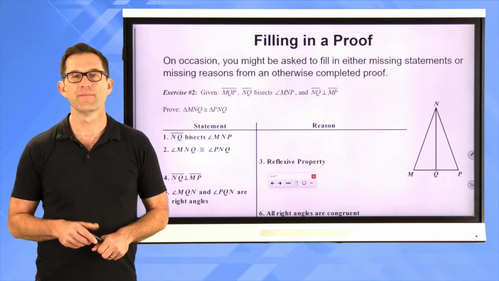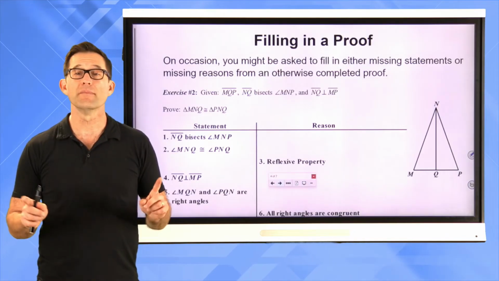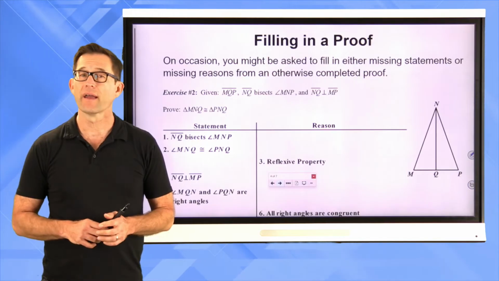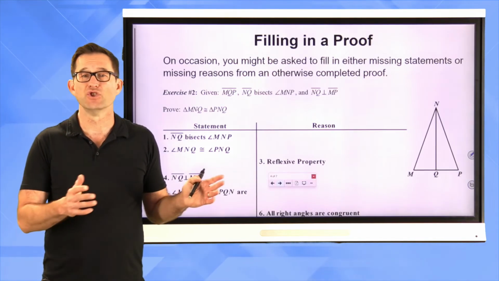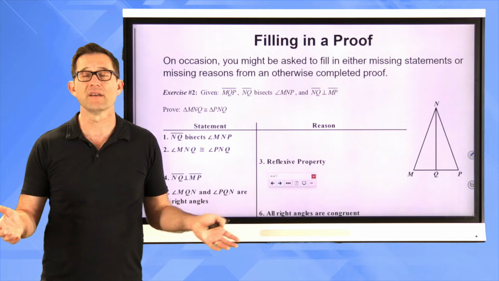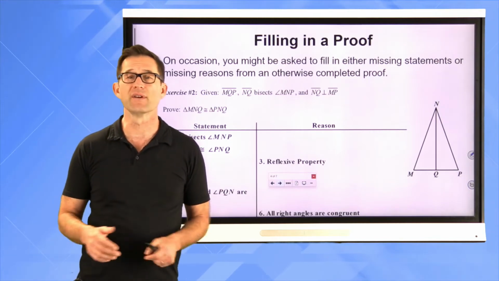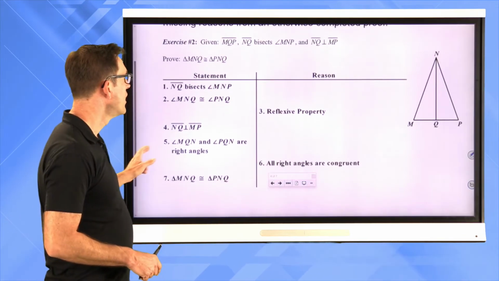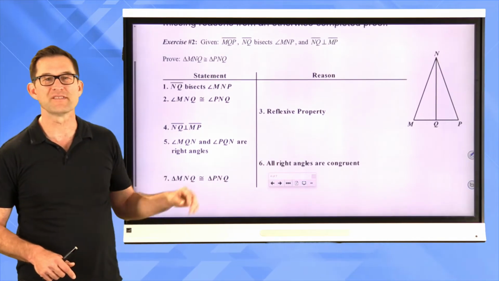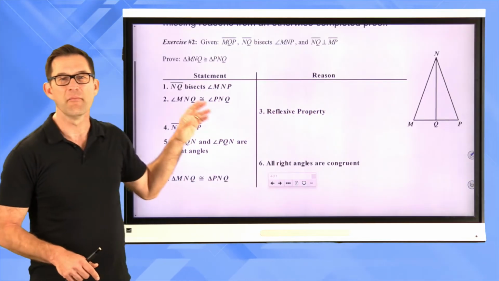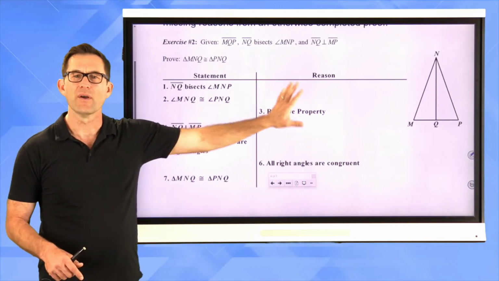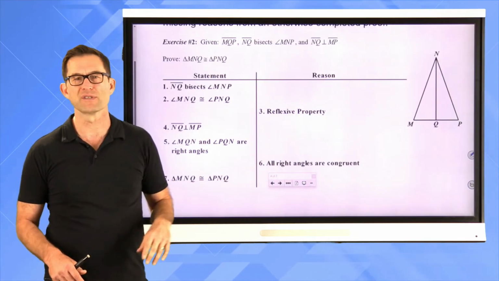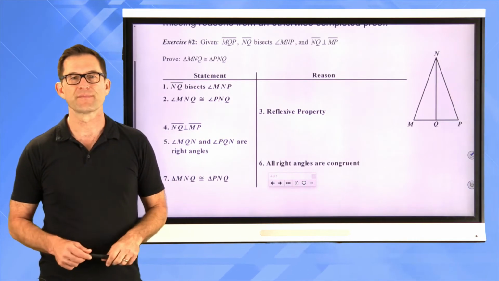On occasion, you might be asked to fill in either missing statements or missing reasons from an otherwise completed proof. All right, and mostly this isn't about geometry so much. This is about what you might see on a test or a homework assignment or even a state exam. It's not unusual for you to see a semi-completed proof. Notice here I'm missing some reasons, I'm missing some statements. Oftentimes you have to fill in more of the reasons than you do the statements, because doing it that way is a little bit backwards. But anyway, let's look at the setup.